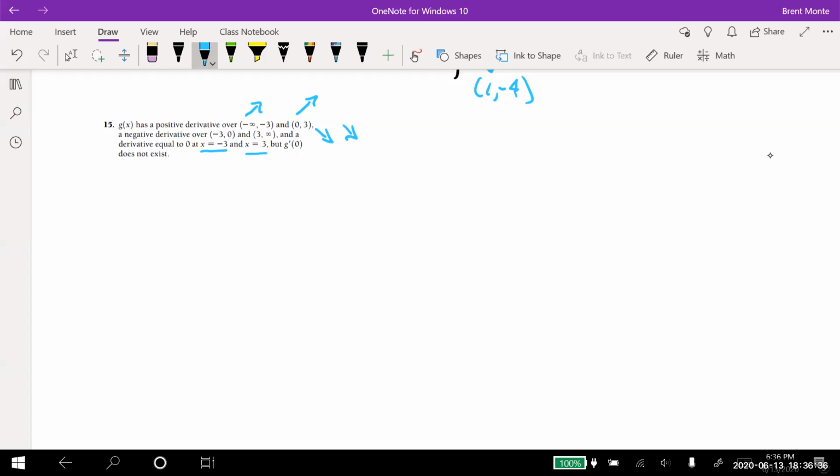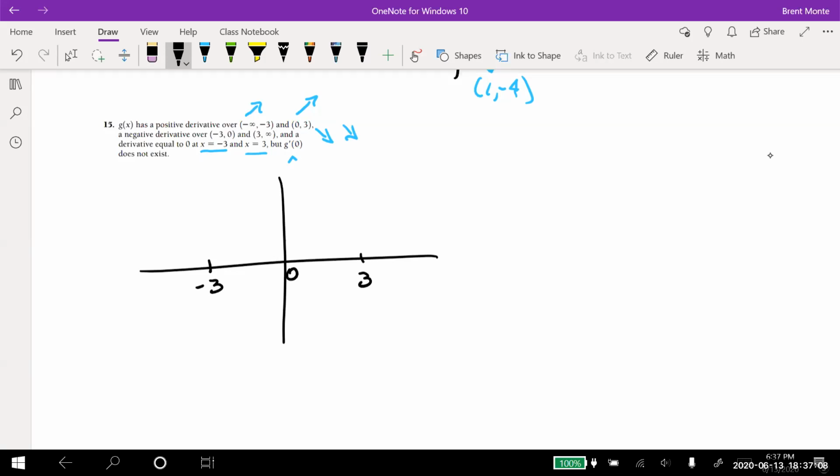But g prime of 0 does not exist. So at g prime of 0, it's either a corner or maybe there's a hole there. They didn't tell us that this was a continuous function, so it might be a hole. I'm just going to draw it as a corner or a cusp, they often call that. All right, so let's try to draw this graph. And again, answers may vary. So let's see. Something's happening at -3, something's happening at 0, and something's happening at +3.